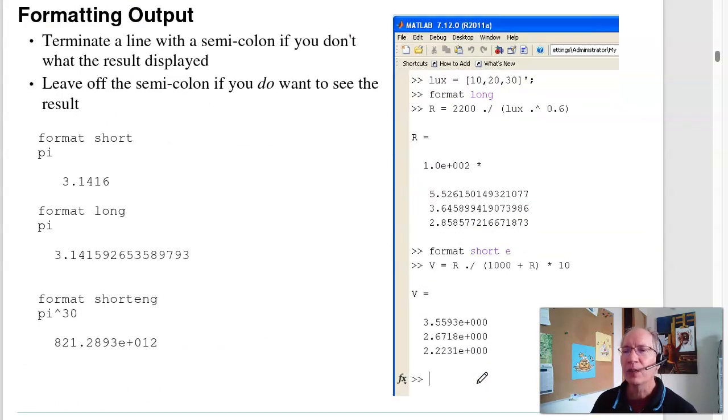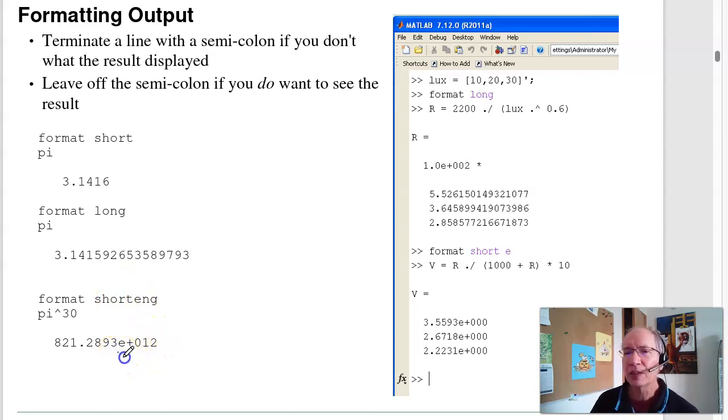You can format the output. Now MATLAB has, I think, 18 decimal places. Actually, let's count it. 1, 2, 3, 4, 5, 6, 7, 8, 9, 10, 11, 12, 13, 14, 15, 16. MATLAB has 16 decimal places. If you want to see them, just do format long, and you see all the decimal places. There's also format short E for exponential notation, short engineering for engineering notation, where these are powers of 3.